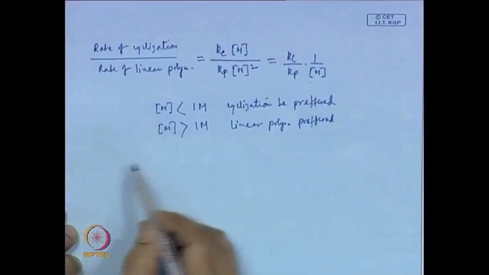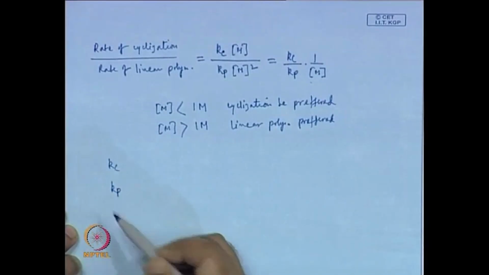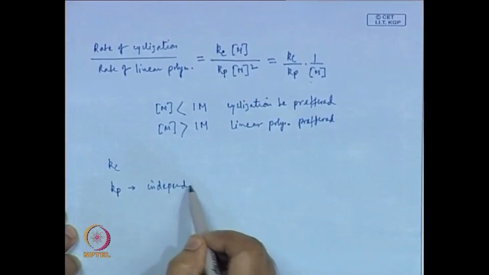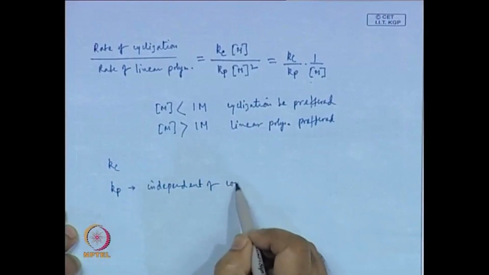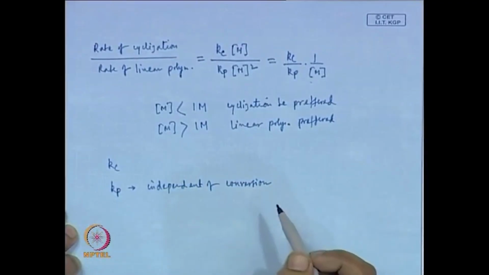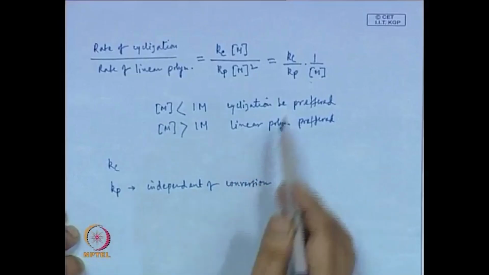Now, what happens to Kc and Kp as the reaction progresses or the conversion goes up? As we know, Kp is independent of conversion or time of reaction, which comes from the assumption of equal reactivity of the functional groups. We have seen in earlier lectures that experimentally this is also true, that the rate is independent of the conversion. So, Kp is constant throughout this process.